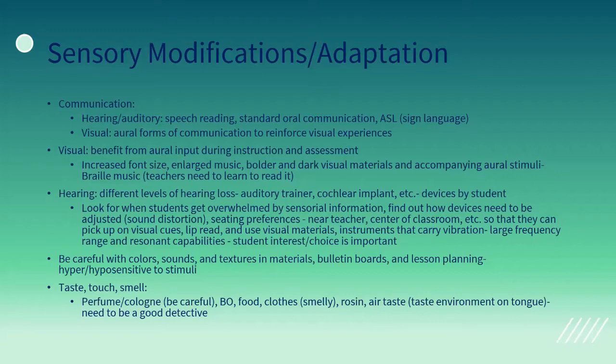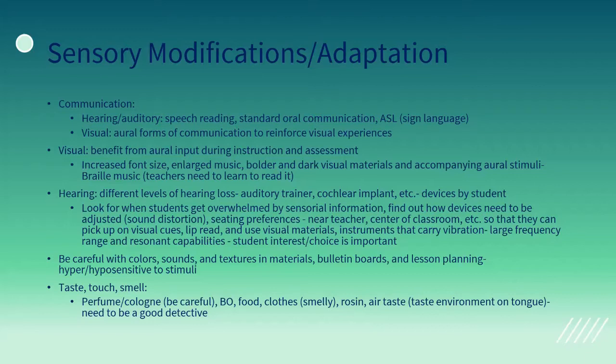On the hearing side of the challenges, some students will have different levels of hearing loss. So they may have an auditory trainer, a cochlear implant, or any other devices. Some modifications that you would need to input for hearing impaired students would be to look for when students get overwhelmed by the sensorial information that they're receiving. You would also need to first find out how the devices need to be adjusted in your classroom. So this can help with sound distortion.